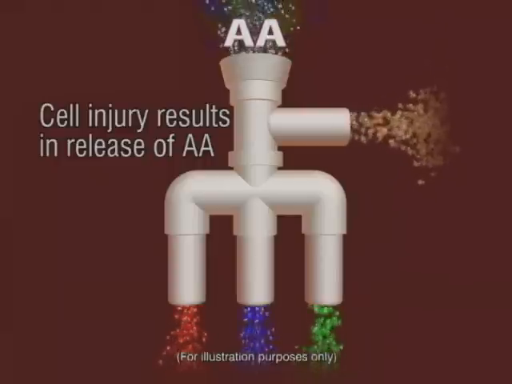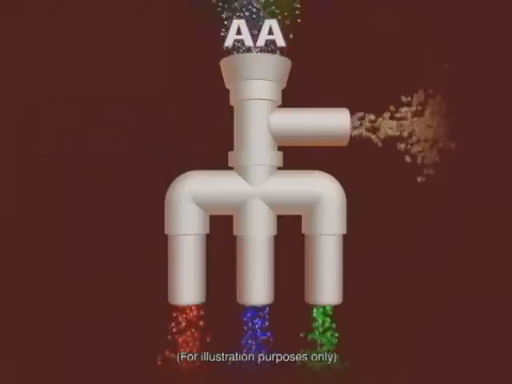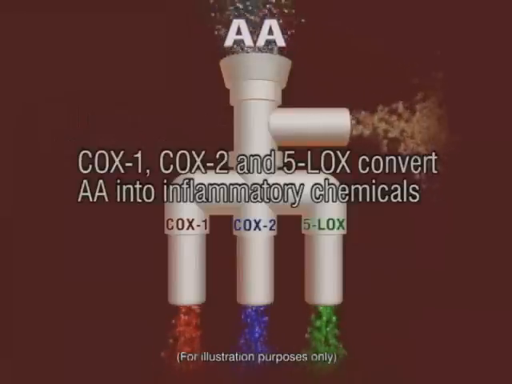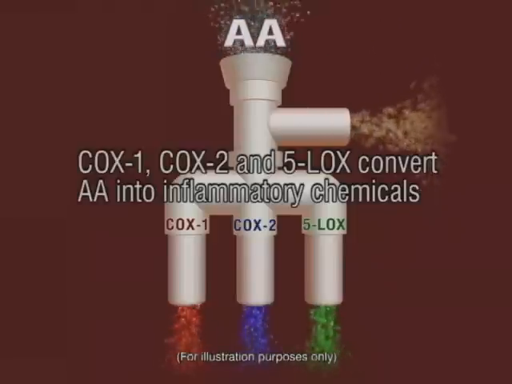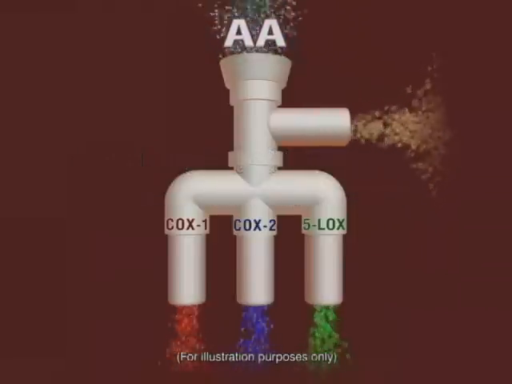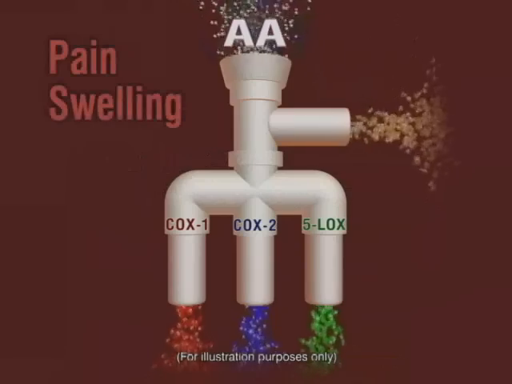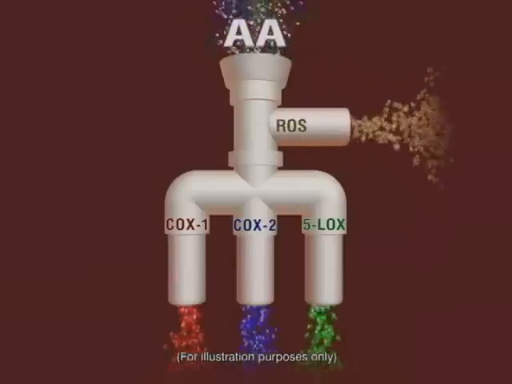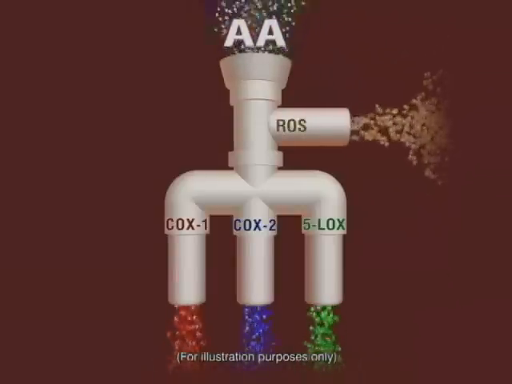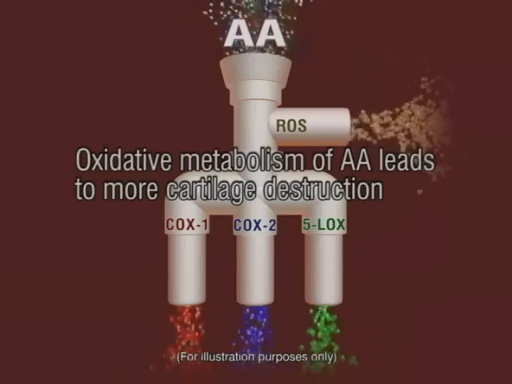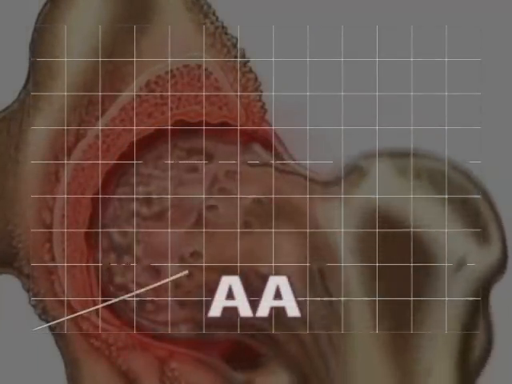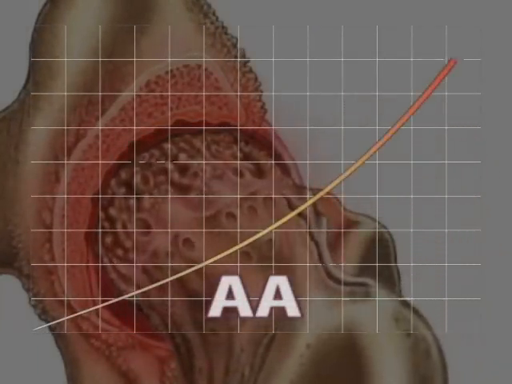Cell injury results in release of arachidonic acid, or AA. Each enzyme system, COX-1, COX-2, and 5-LOX, convert AA into certain inflammatory chemicals. These chronically released chemicals exacerbate pain, swelling, and stiffness. Reactive oxygen species, or ROS, are produced with inflammation and injury as well. Oxidative metabolism of AA by ROS produces molecules which lead to more cartilage destruction, along with those metabolic byproducts generated from AA by COX-1, COX-2, and 5-LOX.